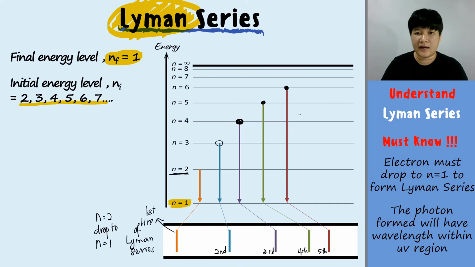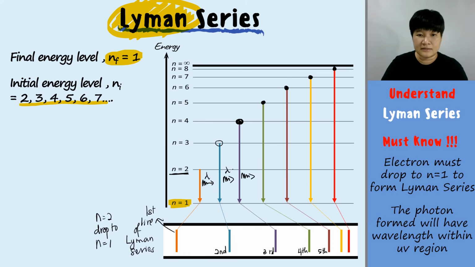Then the next line will be from n equals 7 dropping all the way to 1, forming the sixth line. The next transition can be from n equals 8 dropping to n equals 1, and then you form another line in the line spectrum. Bear in mind, every time the electron drops, you produce light, and every time this light has a wavelength. This is the symbol of wavelength. So every single time it produces a light with a specific wavelength. Okay?